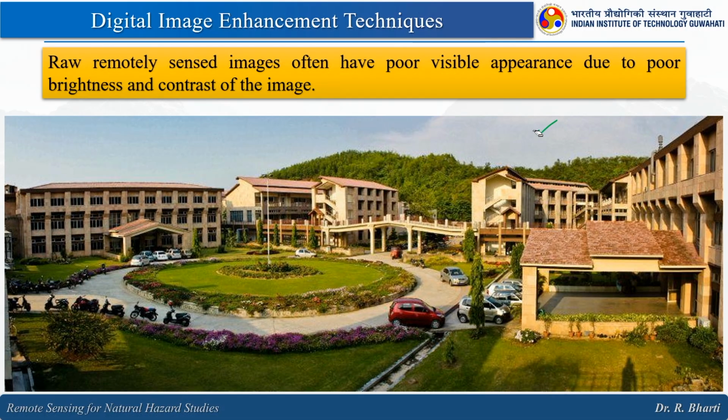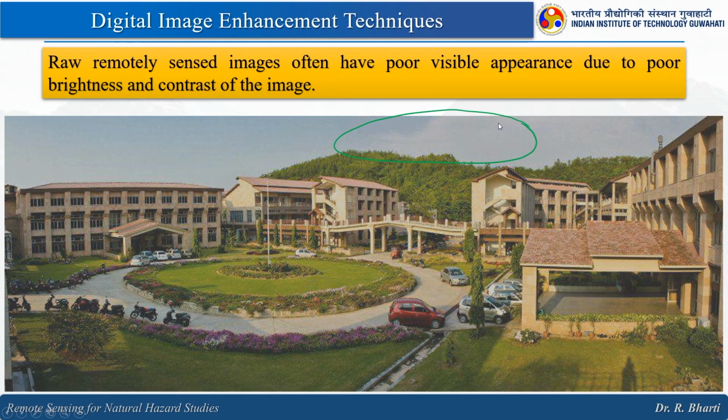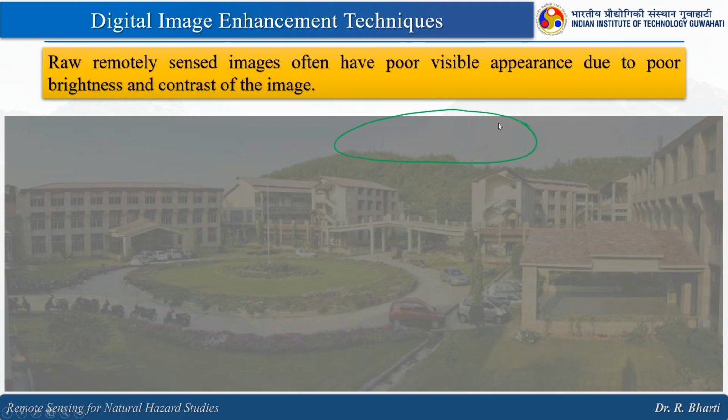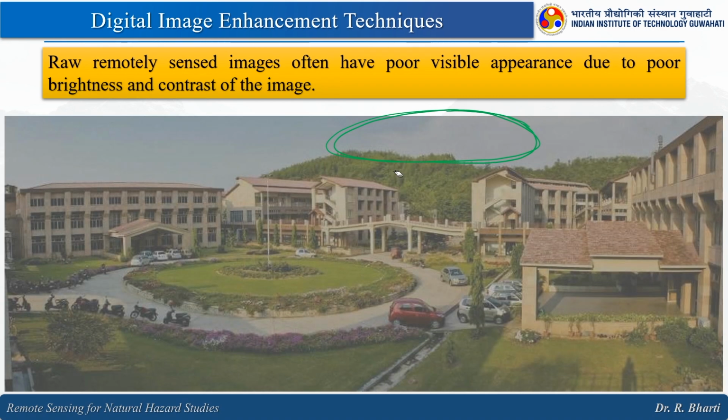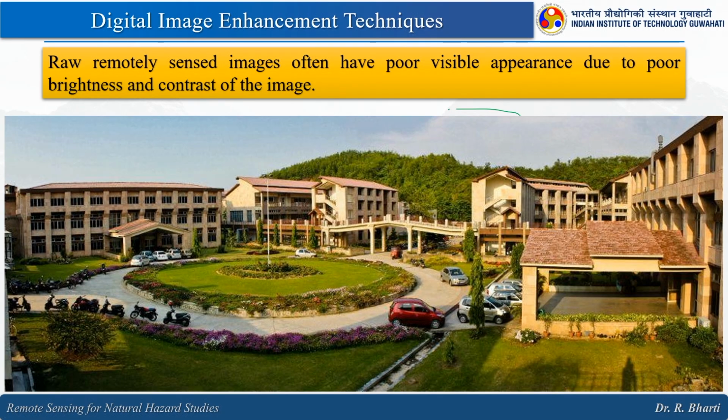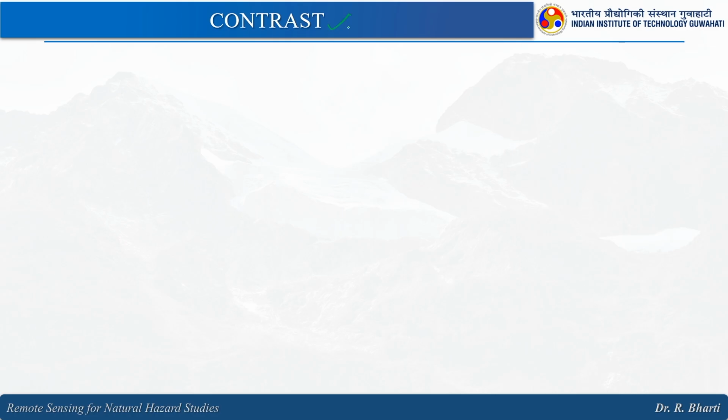Here you will easily notice some of the features available, let's focus on this cloud. Right. When we have poor brightness and contrast, these things are not clear or not visible in our photograph. However, when we improve the image quality in terms of brightness and contrast, we find that clouds are appearing here, right. So this contrast is very important.